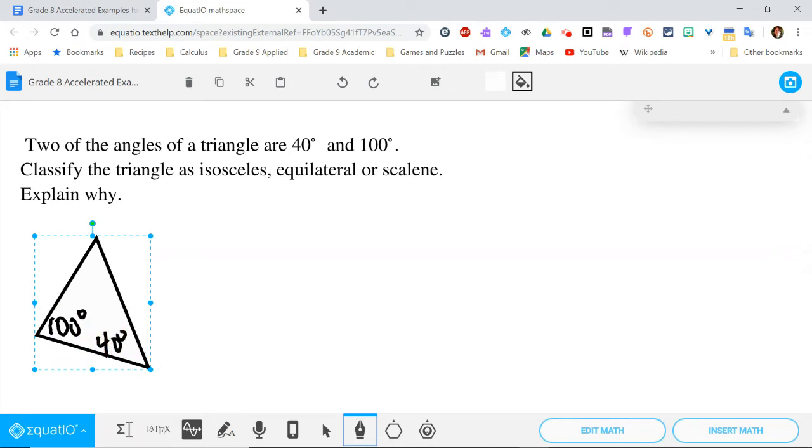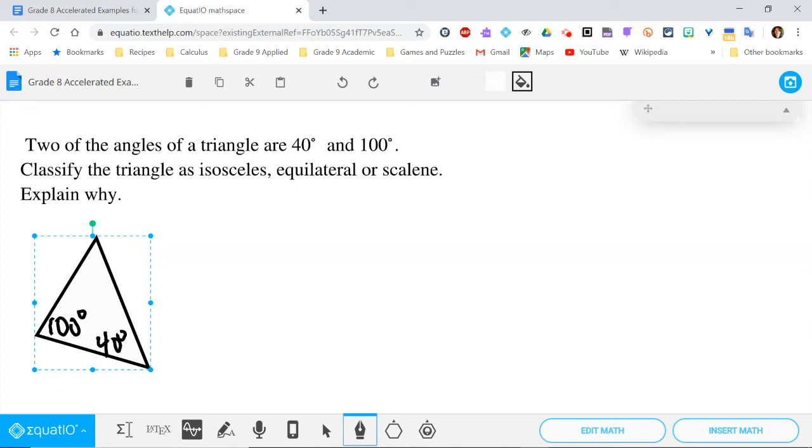So isosceles means two of the sides are equal, which will automatically mean two angles are equal. Equilateral means that all three sides are equal, so that means all three angles have to be 60 degrees. And scalene means no sides are equal, which will ultimately mean no angles are equal.